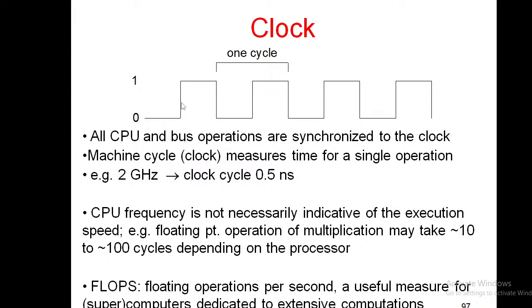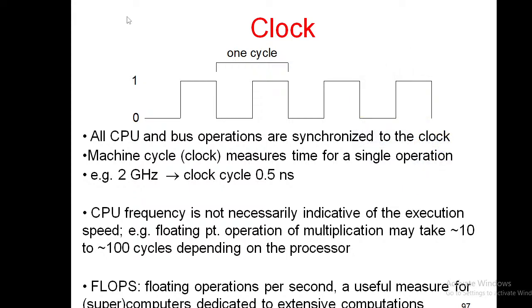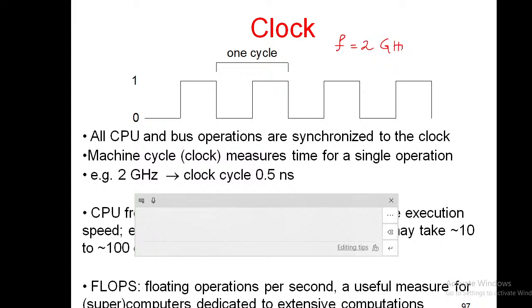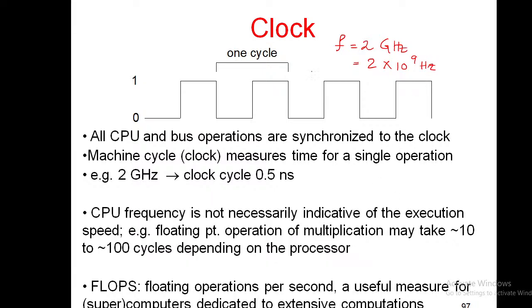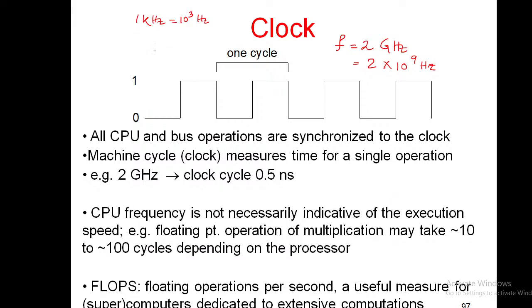One cycle is T on plus T off, or starting with starting and ending with ending, the total time is one cycle. When we discuss the clock frequency, we call it f, and here the clock frequency is 2 gigahertz, which is 2 into 10 to the power 9 hertz. Kilo is 10 to the power 3, so 1 kilohertz is 10 to the power 3 hertz. This is important because in numerical questions we can change the frequency and ask for the clock cycle in terms of seconds.